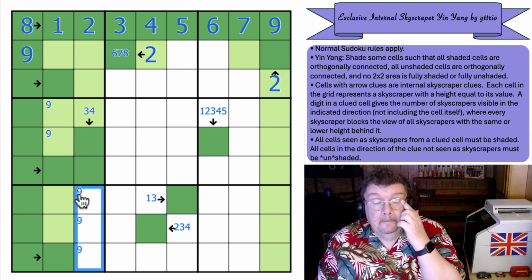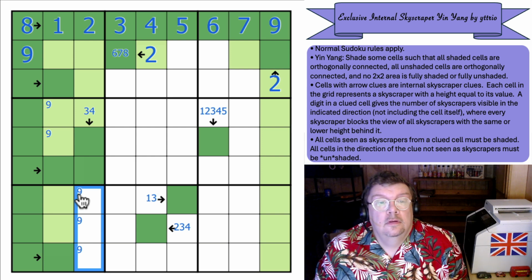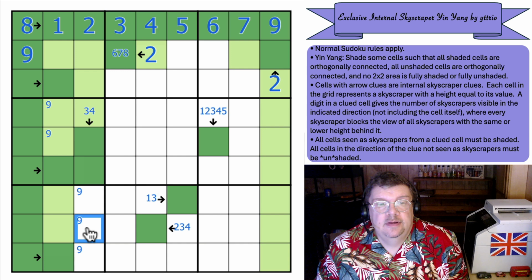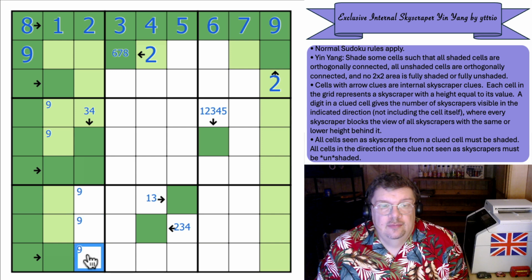Okay. Okay. That can't be a 9, because if it were 9, it would be shaded. And because that would be the last shaded cell for this clue, this would be unshaded, and we would then have a checkerboard pattern. So that's not a 9.